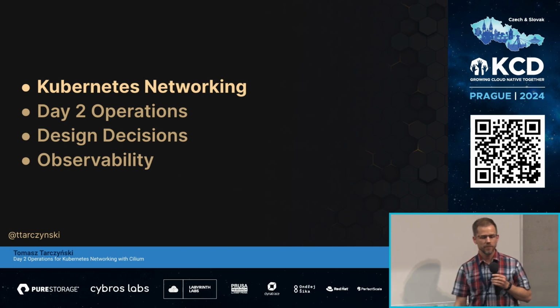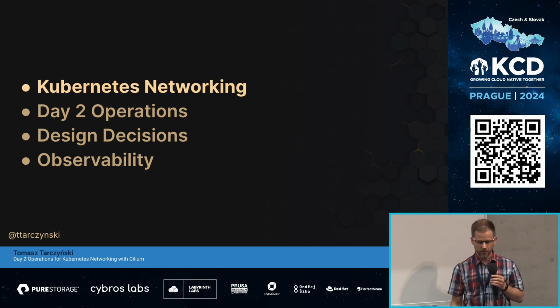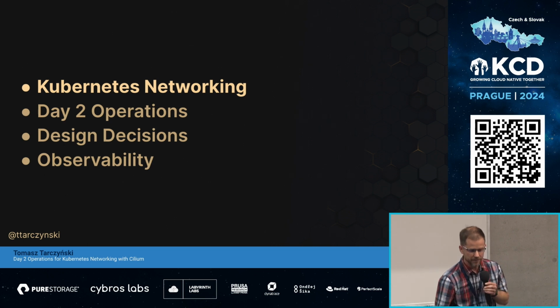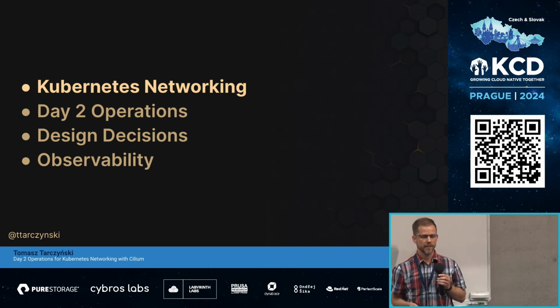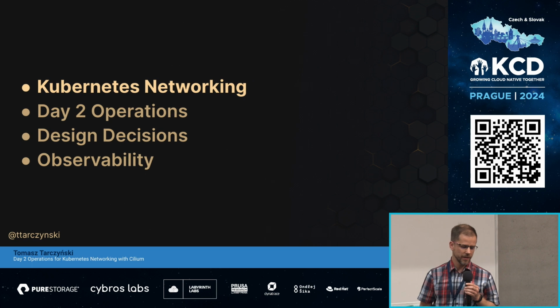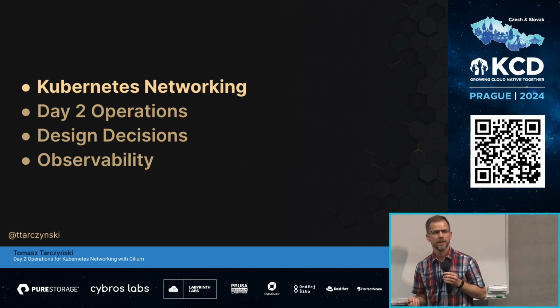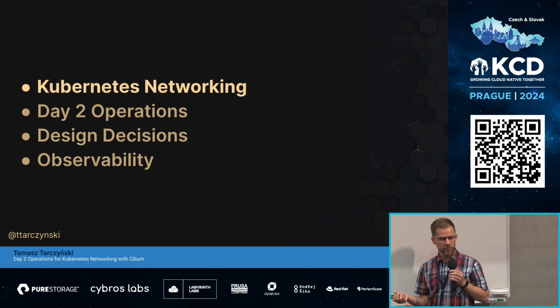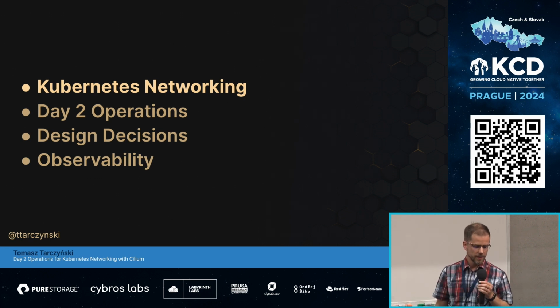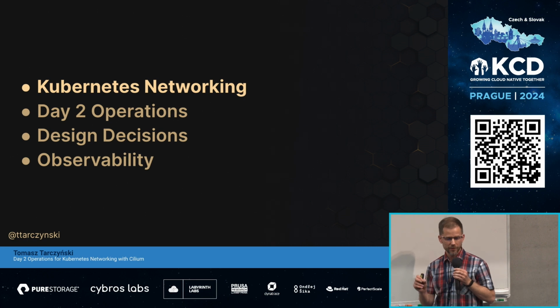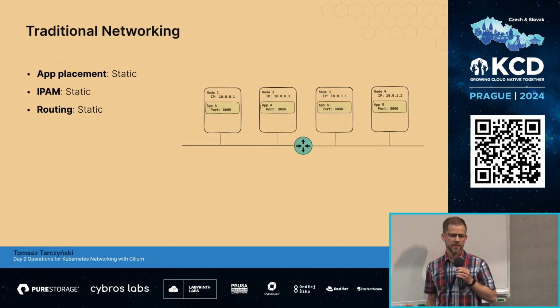So we will start with introducing Kubernetes networking, just very briefly, then talk a little bit about what I mean by day two operations, then thinking about Cilium networking, Kubernetes networking in general, but then with the Cilium focus as well. What are the important design decisions? And the last bit would be about observability. So let's get started.